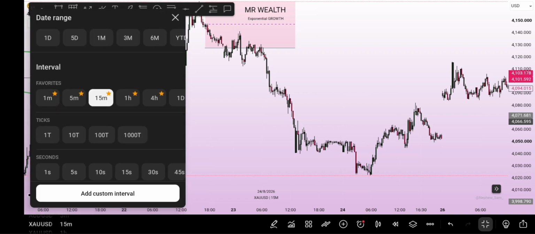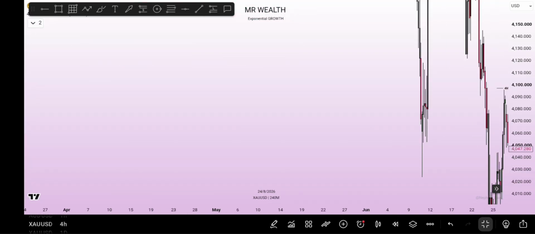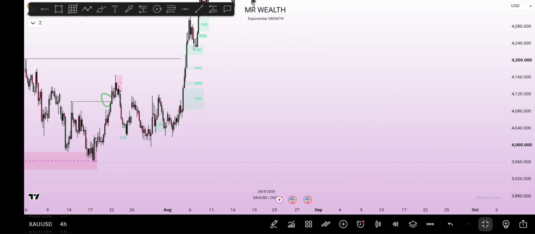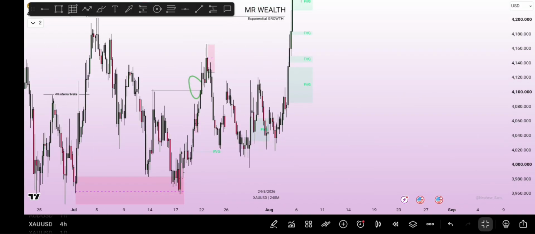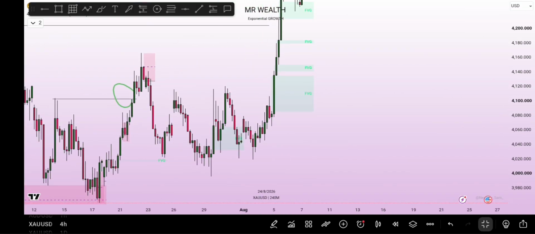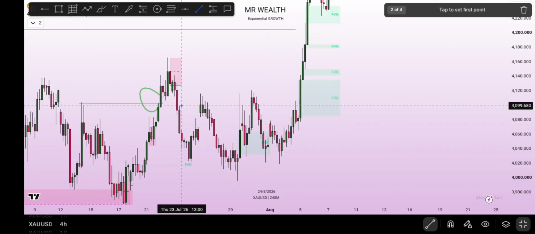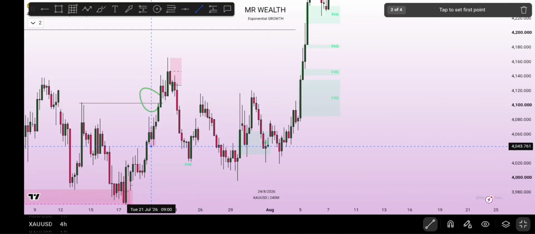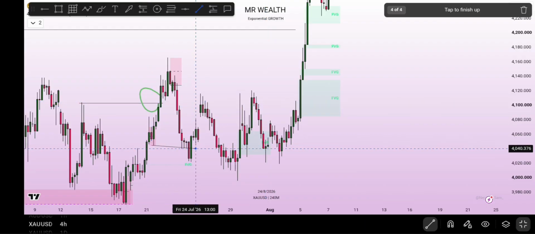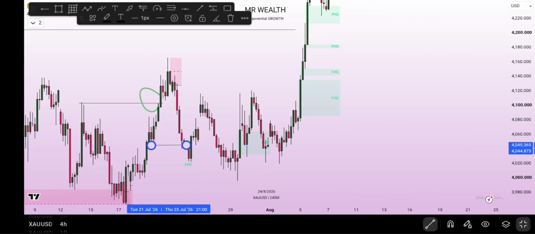So let's go back to the 4 hours. Know that your exit point is always as important as your SL. I'm seeing very good liquidity over here. One day we'll talk about liquidity, I'll do a video on liquidity. The next video I'm doing is on structures.